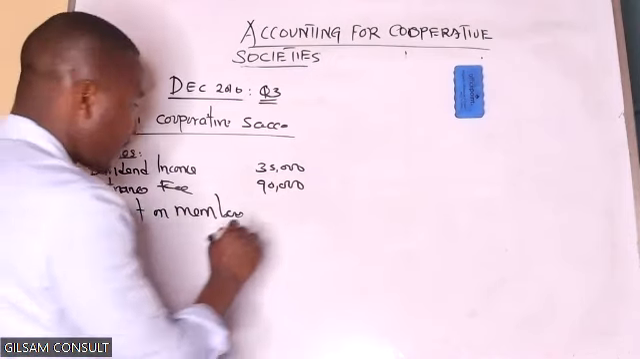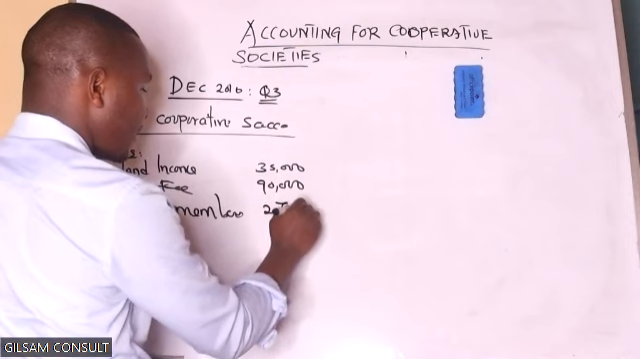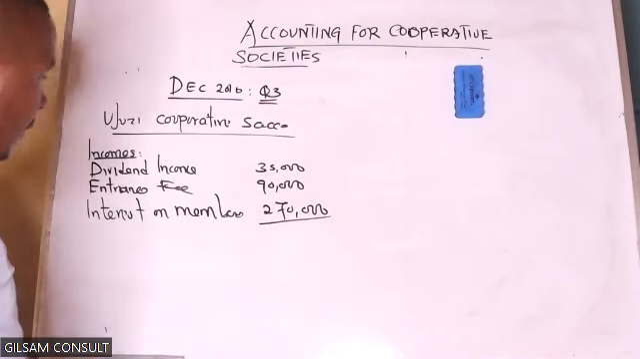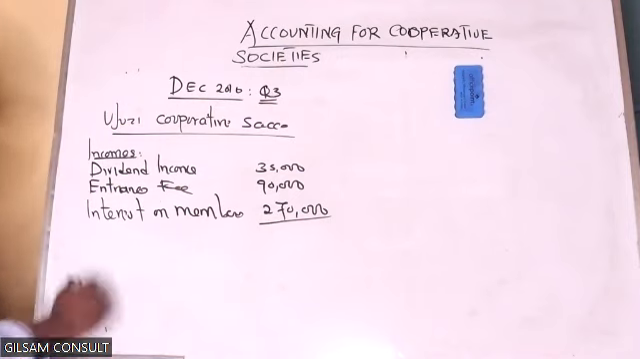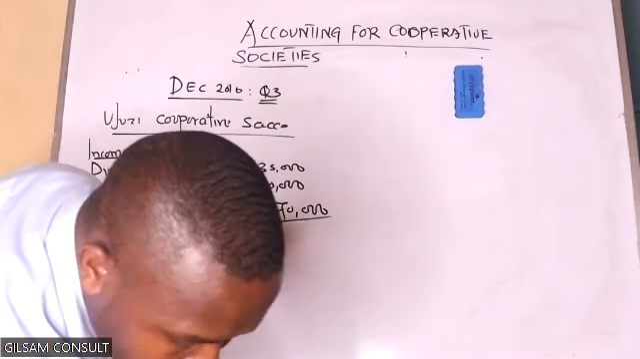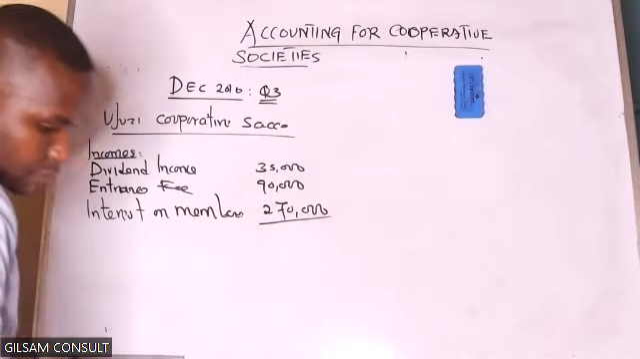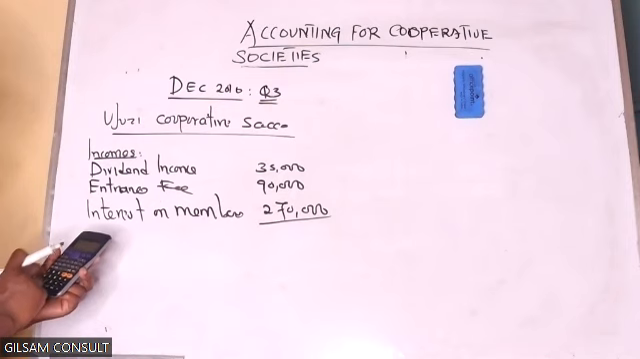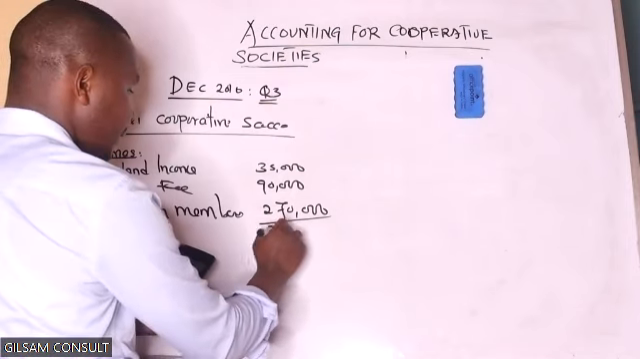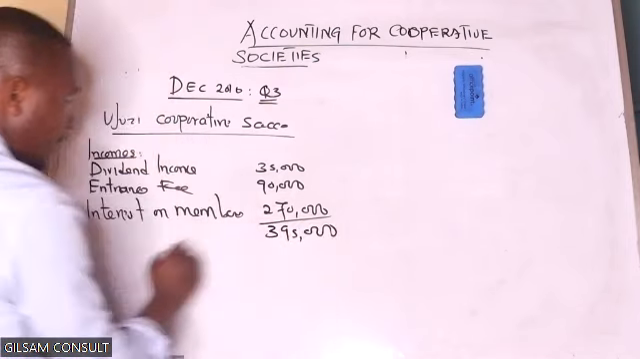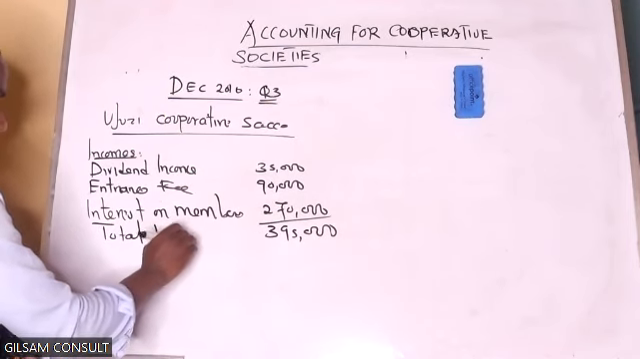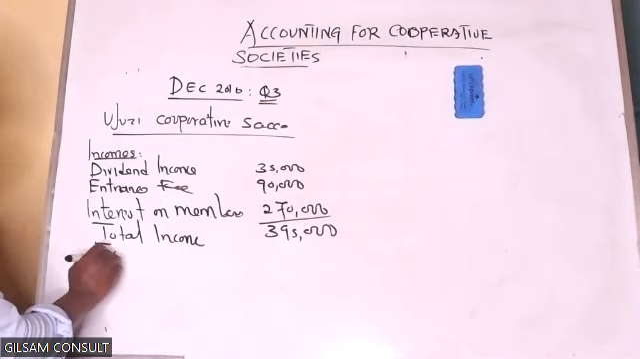So they're giving us a profit of 270,000. If you add, how much is our gross profit, or the total income? So 35 plus 90 plus 270, getting 395. That is the total income. Then we have expenses.